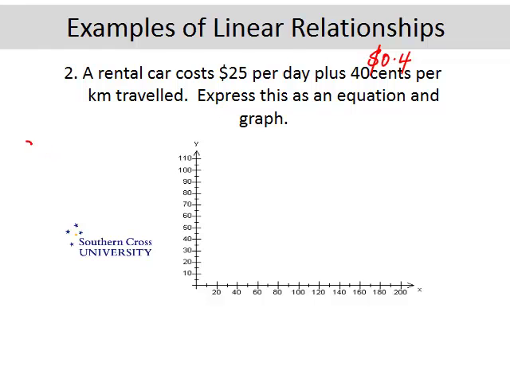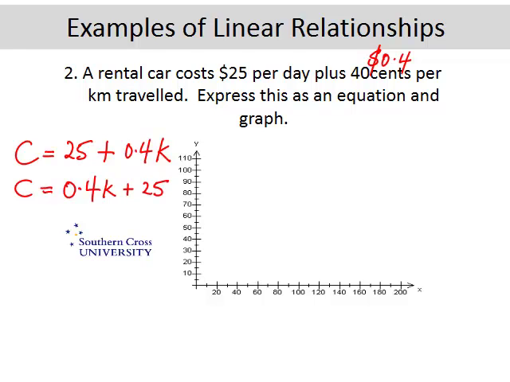So the cost of the rent-a-car will be $25 plus it's 40 cents per kilometre. So it's going to be 0.4 times the number of kilometres travelled. So for instance, if somebody travelled 100 kilometres, 100 times 0.4 is 40, and 40 plus 25 makes 65. Now, it's a little more conventional. There's nothing wrong with the way that's written, but it's a little more conventional if we put the terms the other way round.